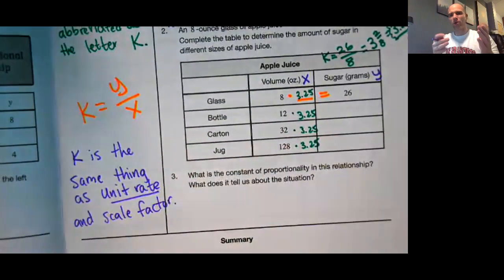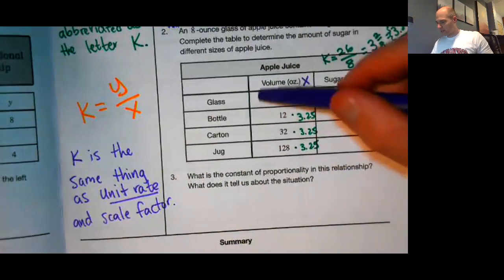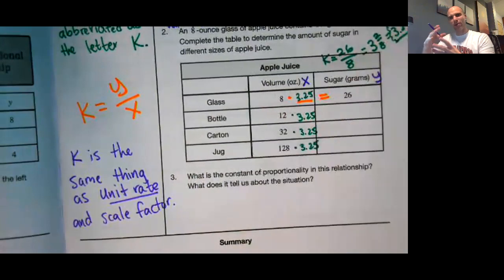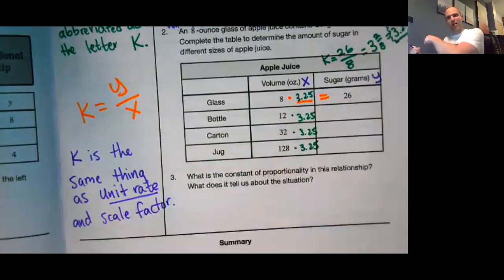Scale factor was that number you took, you have this one shape, you multiply all the sides by this one number and you get the new shape. K is the same thing. You have this one list of numbers, you multiply all those numbers by this K, the special K, and you get all your new numbers. Well, the unit rate's a little different, but it still winds up being the same thing.